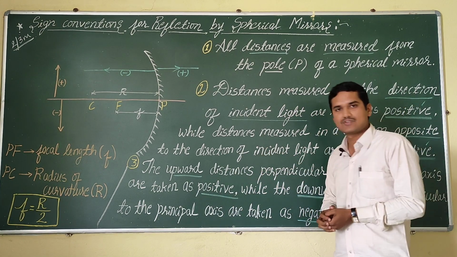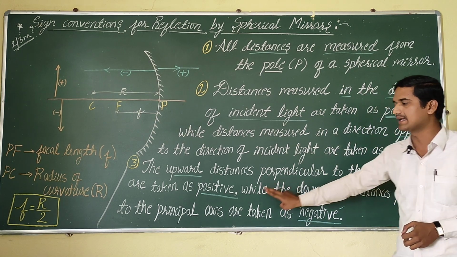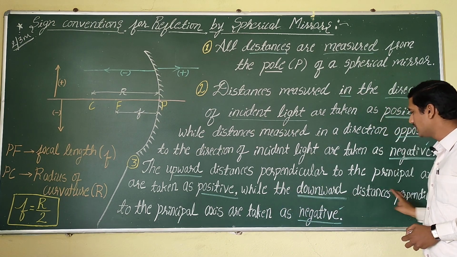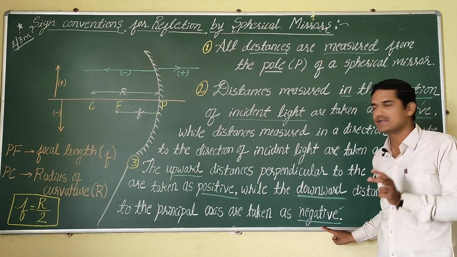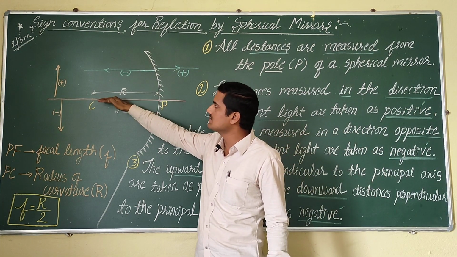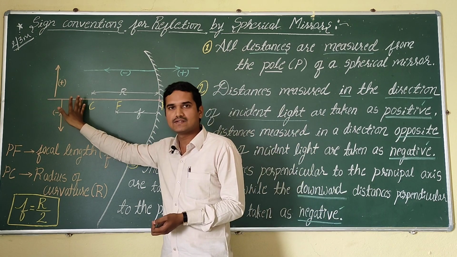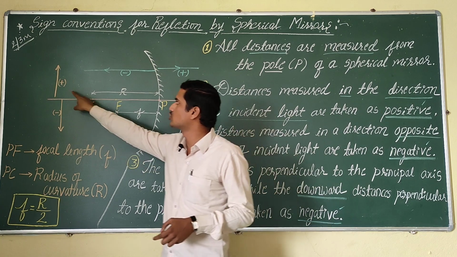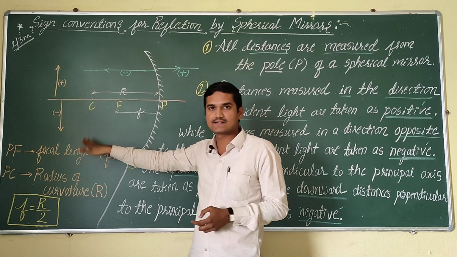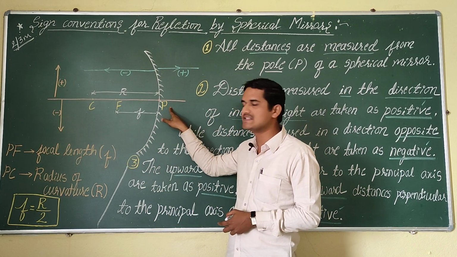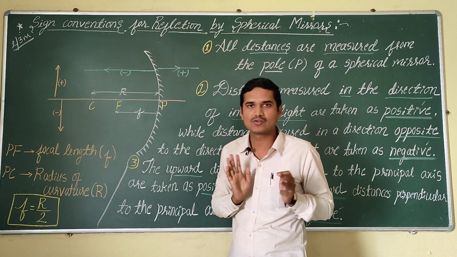And the third sign convention says that the upward distances perpendicular to the principal axis are taken as positive, while the downward distances perpendicular to the principal axis are taken as negative. It is very simple. If you are measuring the distance above the principal axis, perpendicular to it, those distances should be taken as positive. And if you are measuring the downward distance perpendicular to the principal axis, those distances should be taken as negative. Very simple rules.